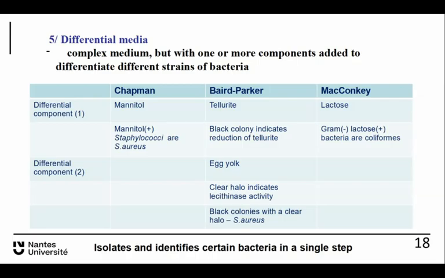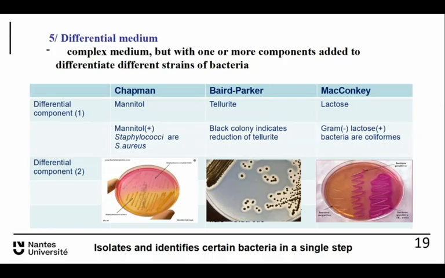And McConkey agar, the differential component is the lactose. So once again, bacteria that can ferment lactose will cause a color change. And gram-negative lactose positive bacteria are generally coliforms. So this is kind of what you can see.